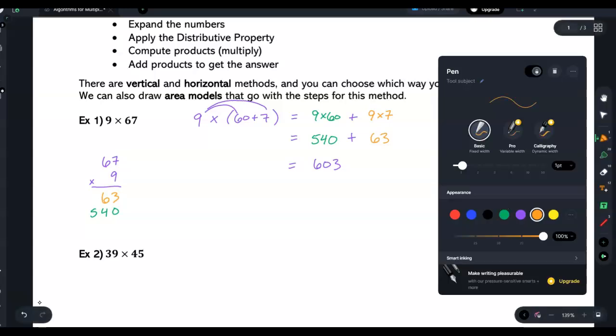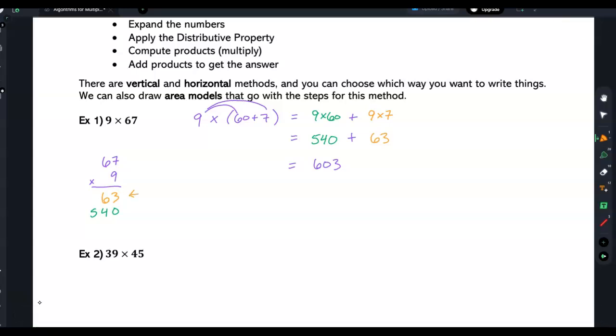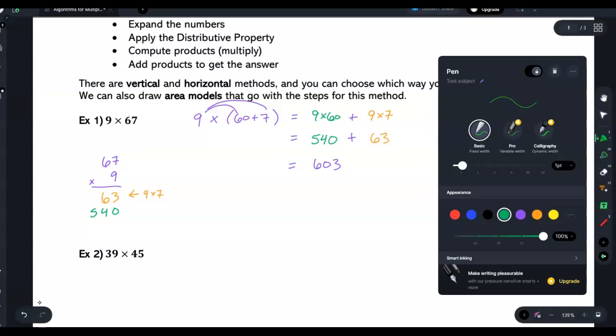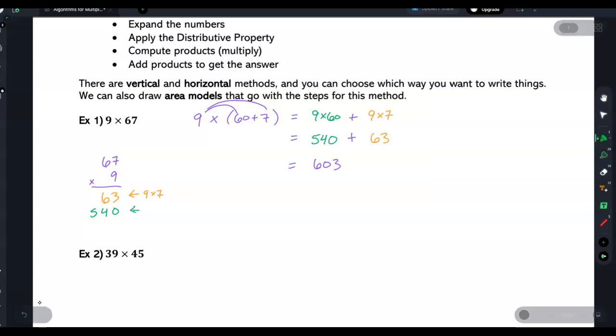And you don't have to, but if you wanted to, you could write off to the side where this came from. So this one came from 9 times 7, and then the 540 came from the 9 times 60. So this is just another way to show the same thing. And then we add those up again, we get 603. So if you want to do your standard addition with regrouping, you can certainly do that. All right, and then we're also going to do area models that go with this method. We'll consider it a subset of this method.